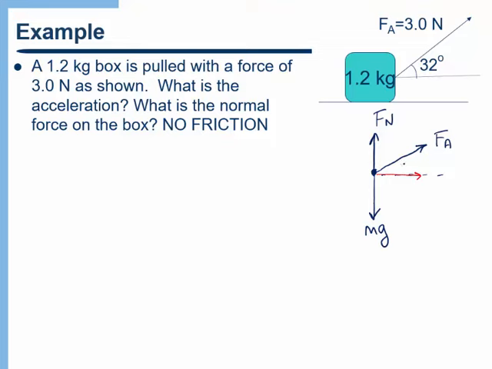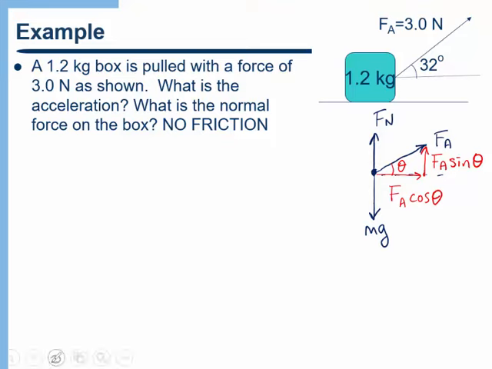The x component of Fa would just be Fa cosine theta, using our trigonometry knowledge, and the y component of Fa would be Fa sine theta. Okay, so now we've drawn our free body diagram. We've looked at any forces that we need to break into components, and we've done that.